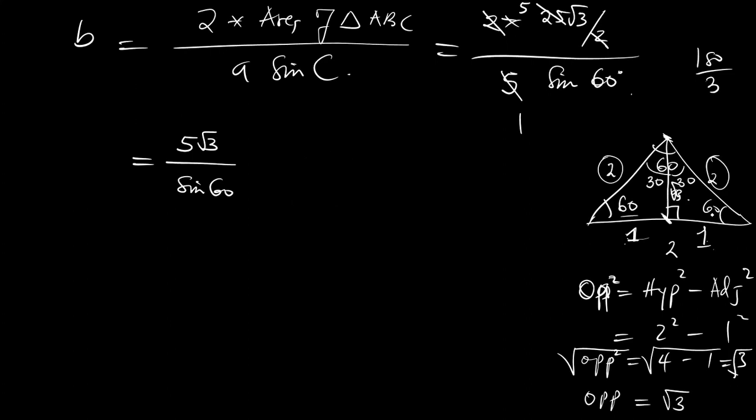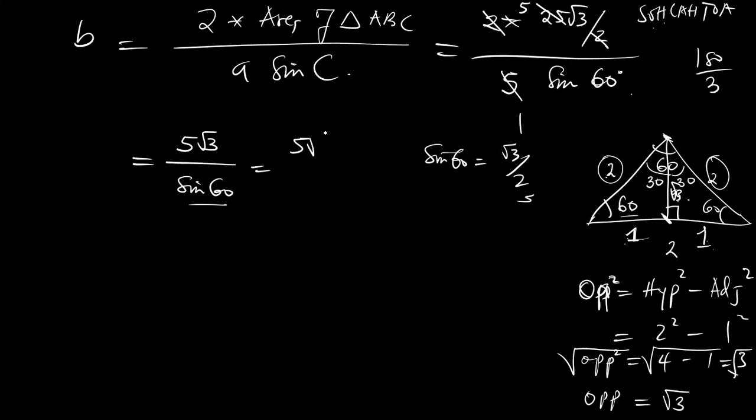So if here is root 3, what is sine 60? Using SOH CAH TOA, sine is opposite all over hypotenuse. So it means that sine 60 is equal to what? The opposite to this 60 is root 3, divided by 2. So that means sine 60 is root 3 divided by 2.